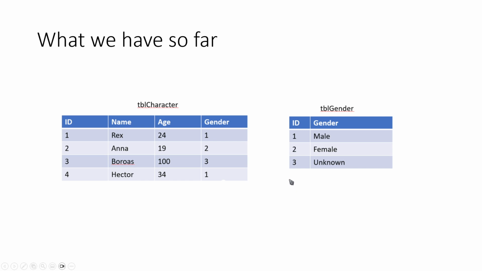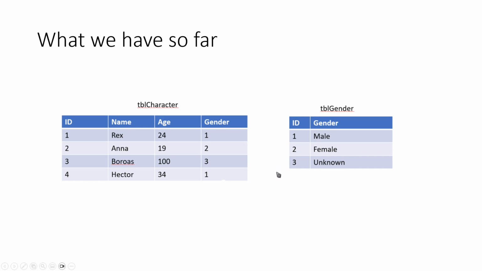So, for example, Rex's gender ID is 1. I can take that value and use it in the gender table to get Rex's gender, which in this instance is a male. But I can't enter a value in the gender ID column of the person table that isn't one of the values in the gender table.